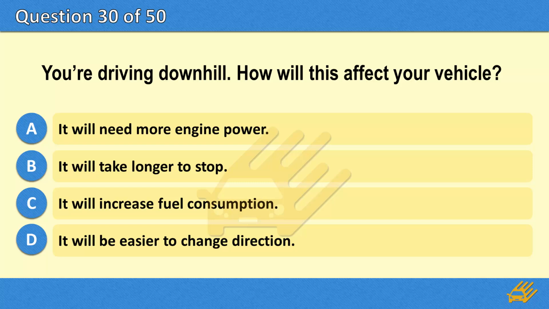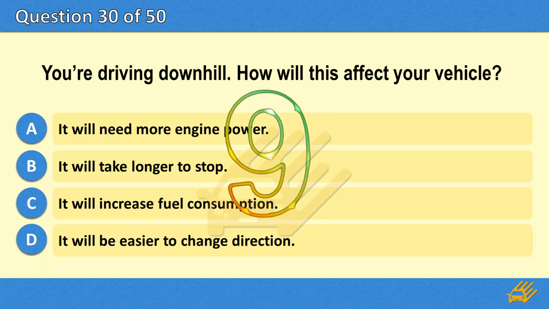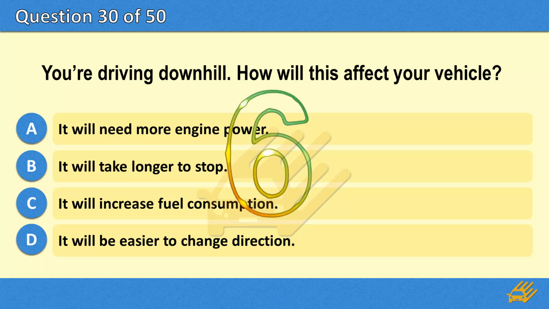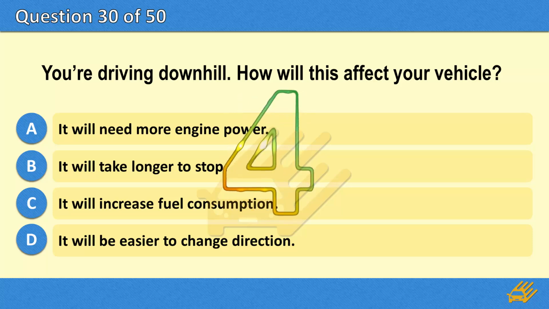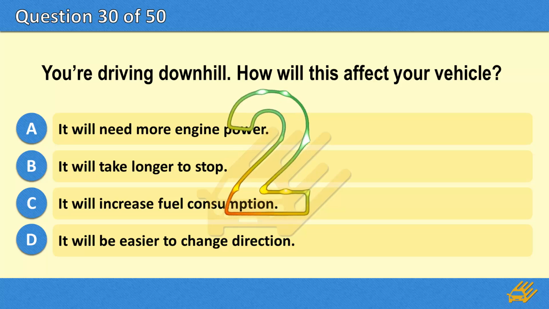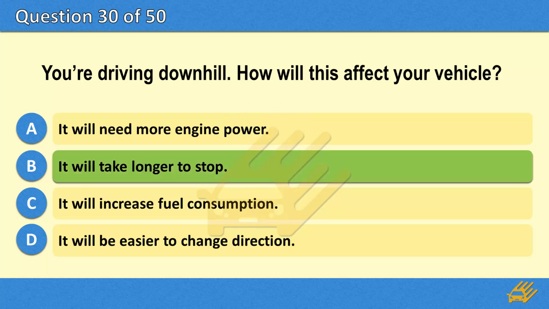You're driving downhill. How will this affect your vehicle? A. It will need more engine power. B. It will take longer to stop. C. It will increase fuel consumption. D. It will be easier to change direction. The correct answer is B. It will take longer to stop.